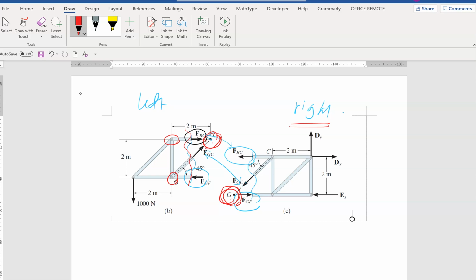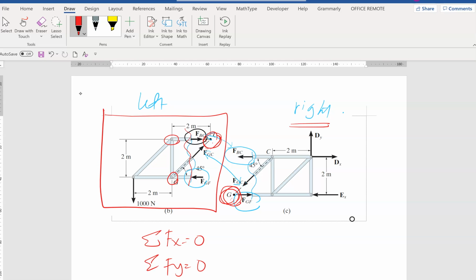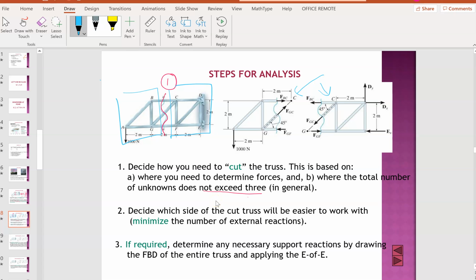So based on our fx equals to 0 and fy equals to 0, this is how we have to work on this, on which side that you have taken. If you have taken left, then you solve for the left. If you've taken the right, then you solve for the right. Okay, so let's look at how to solve a question. So I hope you can understand.